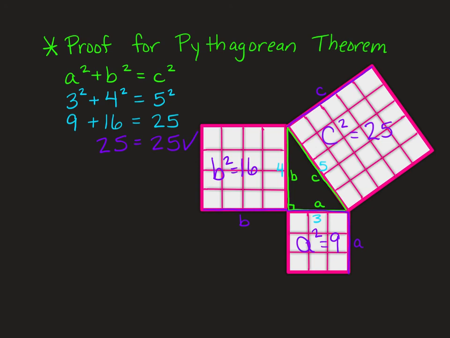And that proves that the Pythagorean theorem works. You could demonstrate this using 3 squares for any 3 sides that are true for the Pythagorean theorem. If it's a right triangle, this will always work.